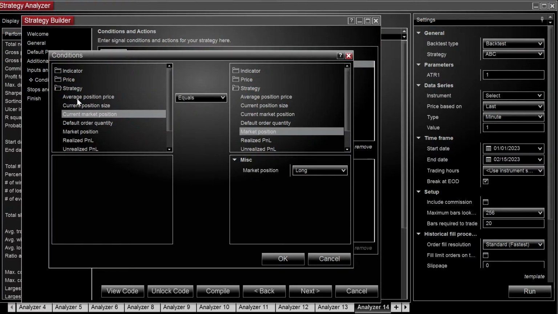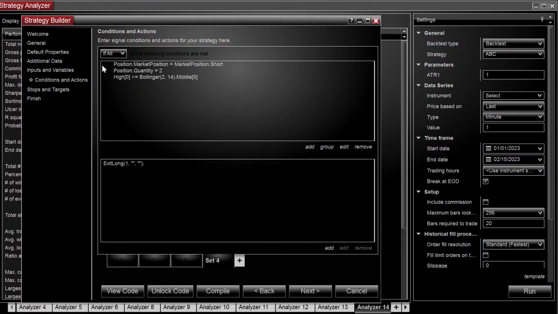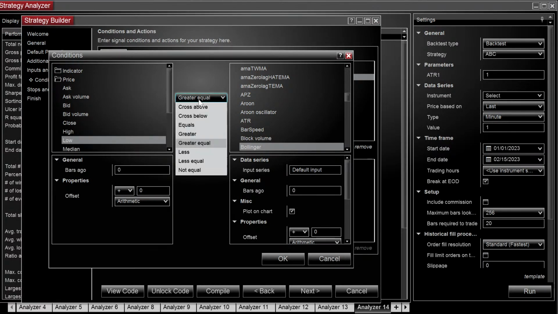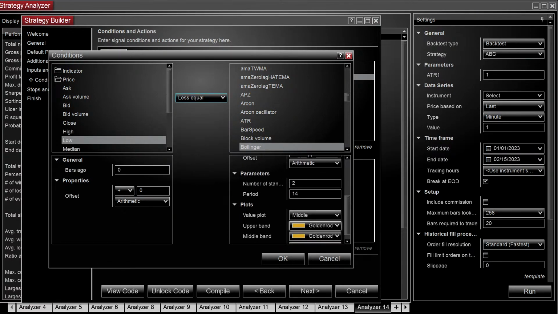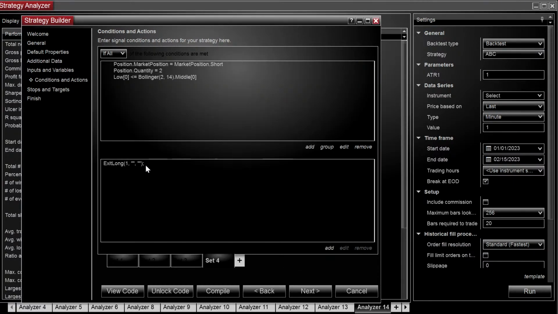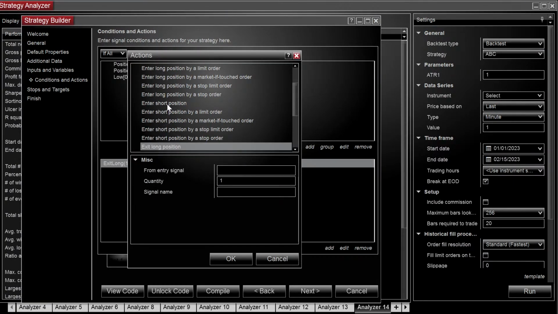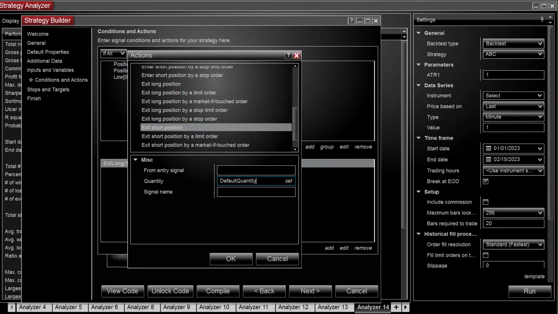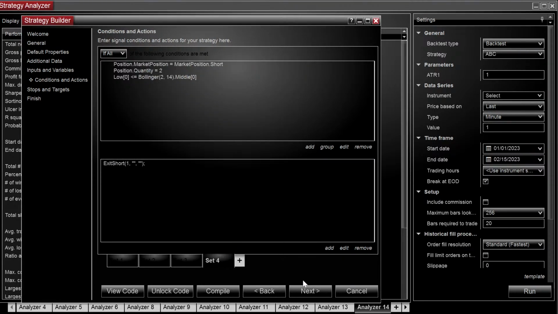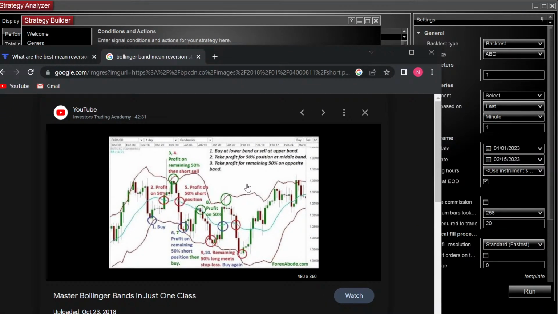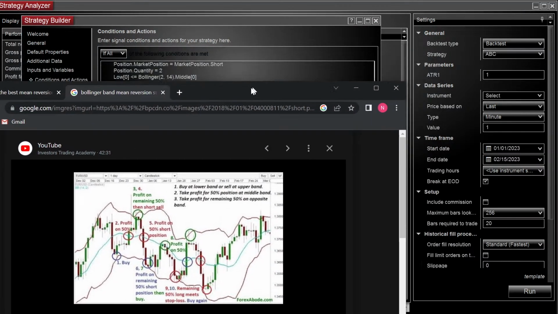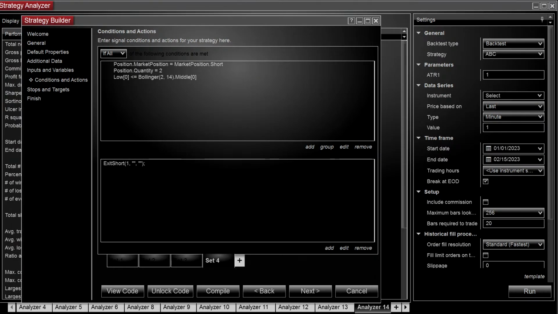Let's do the other one now. Current market position equals short. Quantity is 2. The low is less than or equal to the midline. And now we're going to exit a short position, set it to 1. And so that gets us out 50% on the midline of each of our positions. But we still got some more.